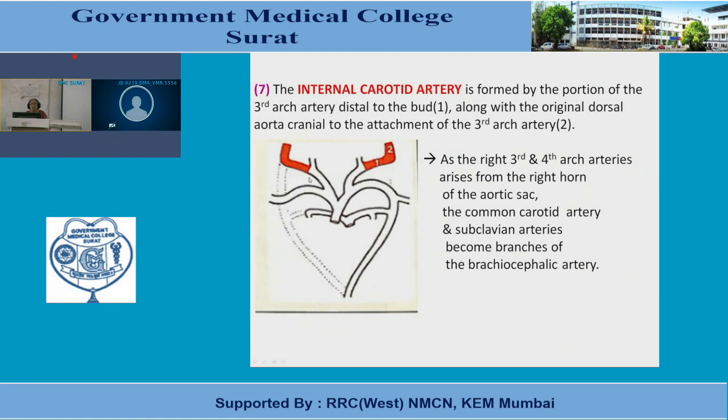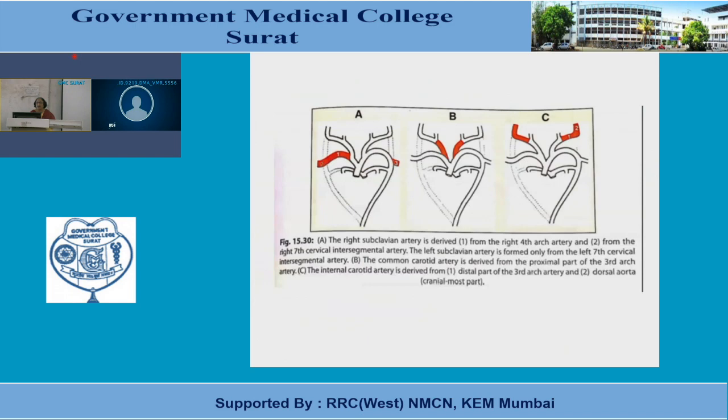So we have discussed all these three, summarized as: the right third and fourth arch arteries arise from the right horn of the aortic arches, the common carotid artery, and here the subclavian artery becomes a branch of the brachiocephalic artery. Now summarized in all the diagrams: the right subclavian artery number 1, then the common carotid artery and internal carotid artery. So we have discussed all these three in the previous diagram.